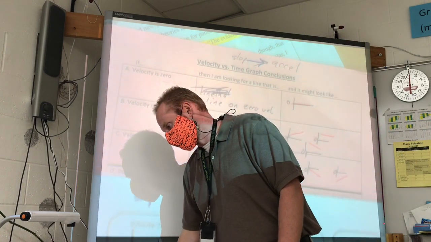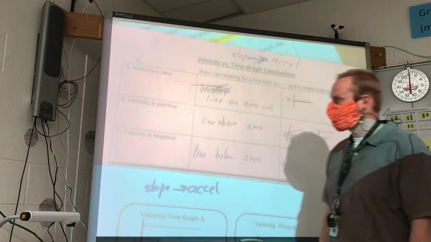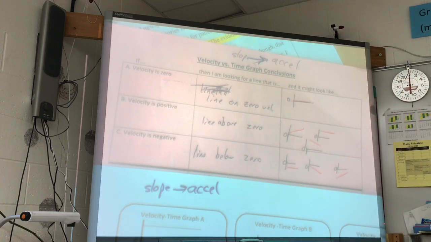So similar kind of rationale. How do we know if it's a negative velocity? Well, we're going to be below that line.